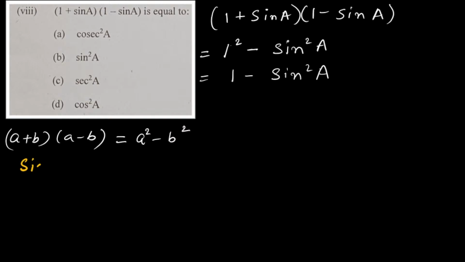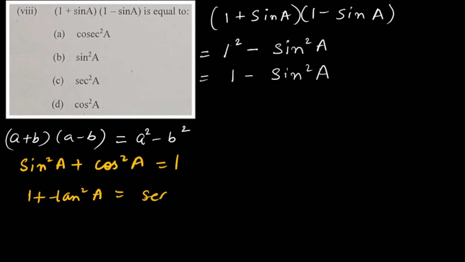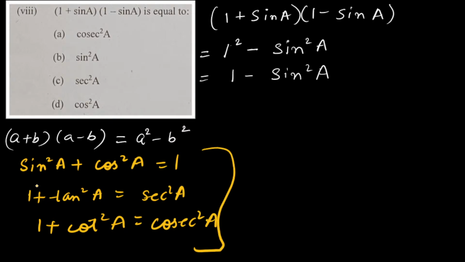So first square relation is sine square A plus cos square A is equals to 1. 1 plus tan square A is equals to secant square A, and 1 plus cot square A is equals to cosecant square A. So in between some other things I will be telling so that you can revise. Okay, so first relation we are using here.